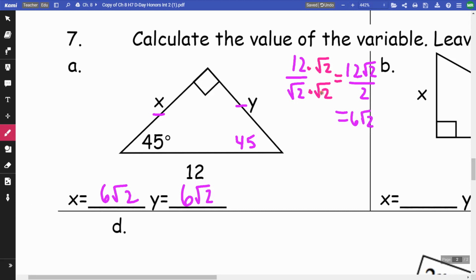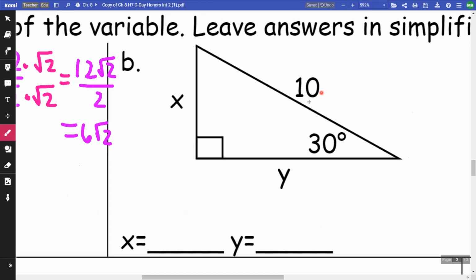On B, we have a 30, 60, 90. So this is going to be our 60. Now, across from our 30 is kind of like your building block, if you want to think about it. You're kind of like your base. If I know this, I double it to get my hypotenuse, and I times it by √3 to get my y over here. So that means it's going to be half of my hypotenuse. So that means x is going to be 5. And then the one across from my 60 is going to be 5 times √3.